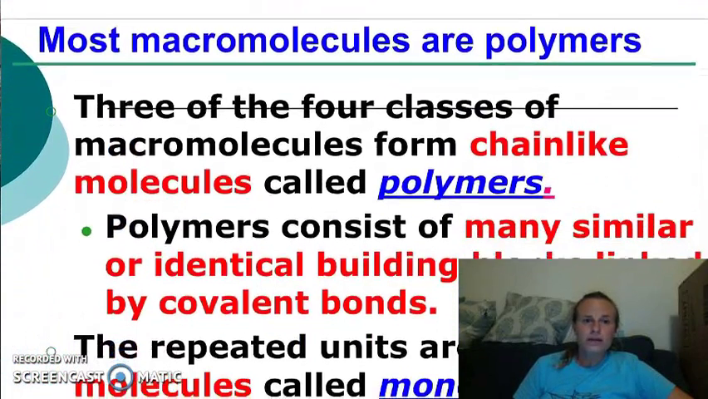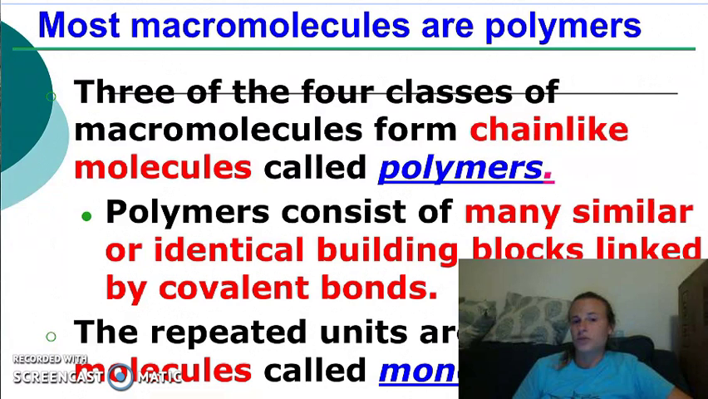So most macromolecules are polymers. Well, what's a polymer? A polymer is a chain-like molecule made up of monomers, meaning that a polymer consists of many similar or identical building blocks linked by covalent bonds. And those building blocks, those small molecules, are called monomers. So each one of our macromolecules is going to have its own monomer.